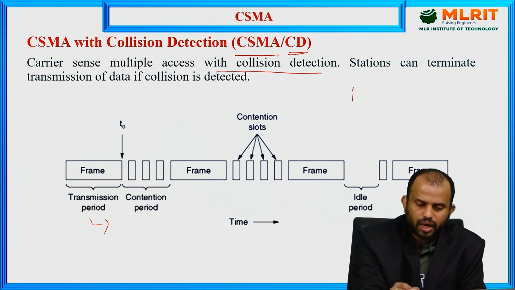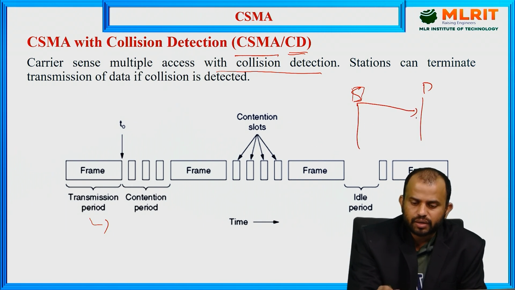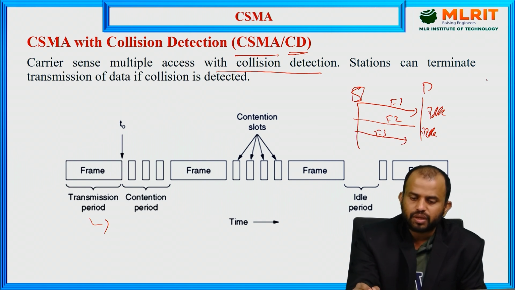For example, I am going to transmit this information from source to destination. Frame 1 is successfully transmitted and the channel is idle. Frame 1 is transmitted, the channel is still in idle position. Frame 2 is transmitted. Even though I checked that the channel is idle, I can transmit frame 3. But at the same time some other station also transmits frame 3.